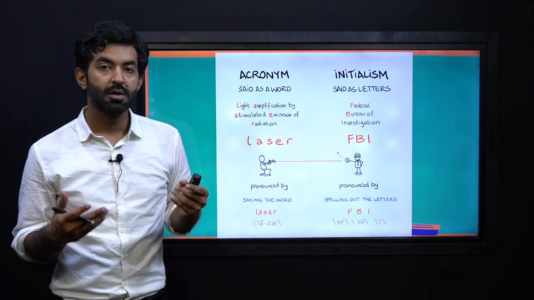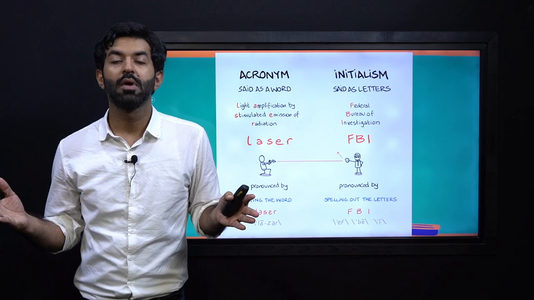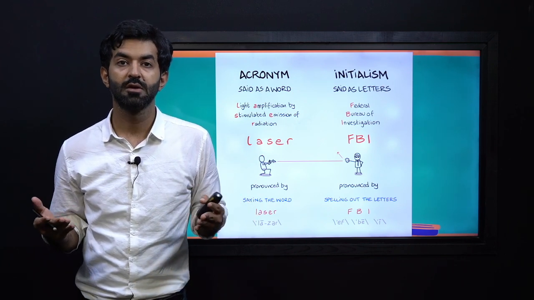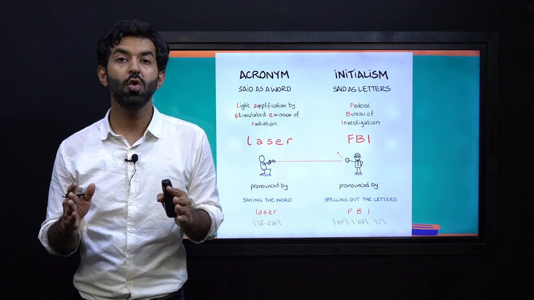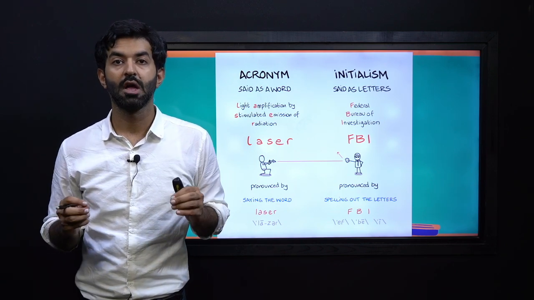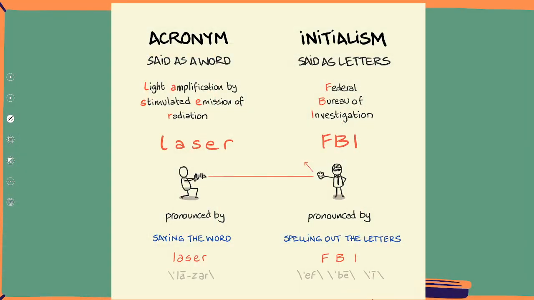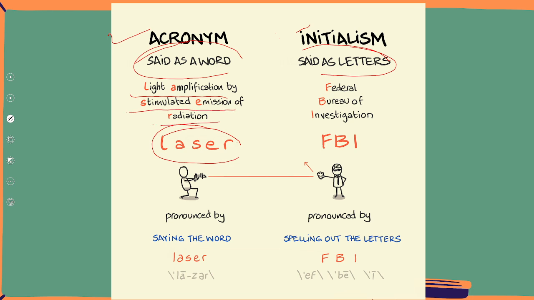Here, now students, not all acronyms are pronounced as words. Some are just pronounced as letters because there are no vowels available in those acronyms. We call them initialisms. Acronyms are said as words, but initialisms, which are a kind of acronym, are said as letters. For example, the word laser. This is an acronym. Laser stands for light amplification by stimulated emission of radiation.